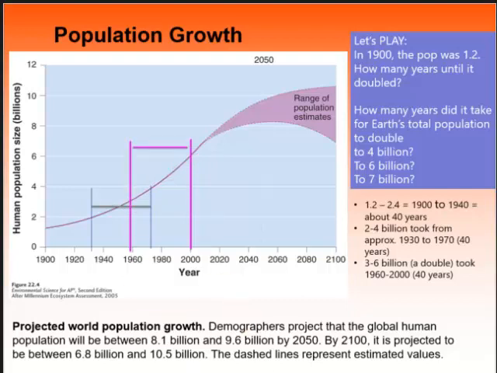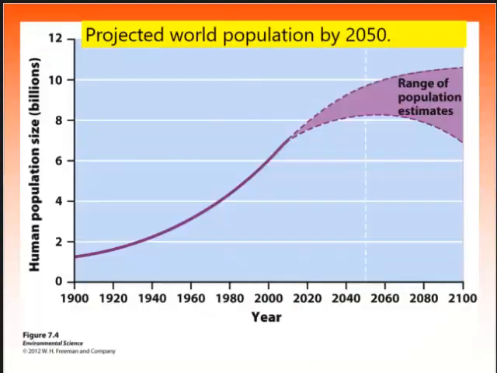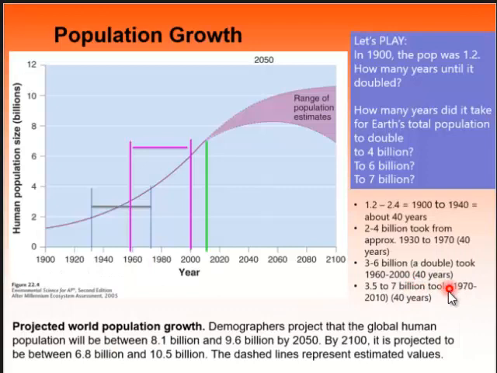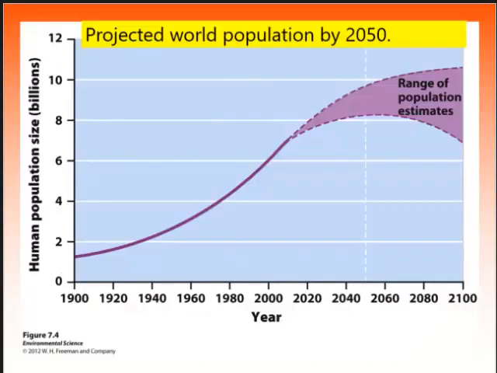So you don't even have to calculate anything. In this case, you can just look at the graph. And then 3.5 to 7 billion is, whoops, sorry, didn't have that example, is also 40 years, doing the same stuff we did. So the projected world population, not many scientists agree on this.